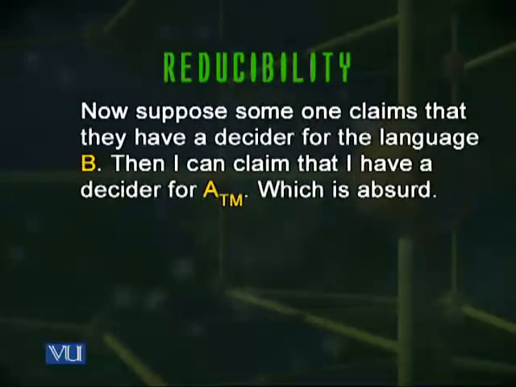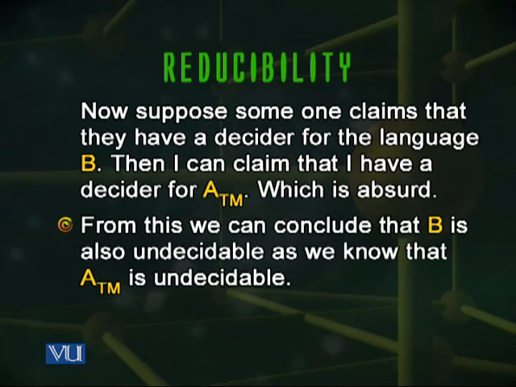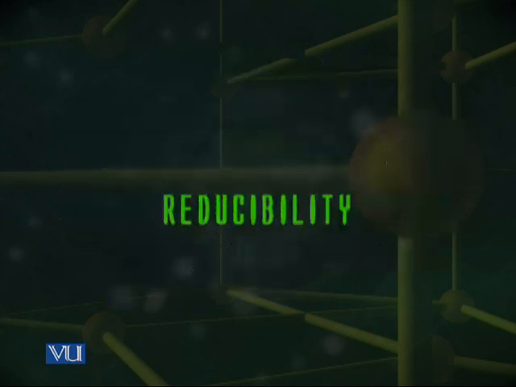Suppose someone claims, if I could find a decider for a language B, then I can use it to make a decider for ATM. We can then conclude that B is also undecidable, as we know that ATM is undecidable. This technique is going to be called reducibility, and we will use it to show that there are other problems which are undecidable. In fact, when we use reducibility, we won't have to do as much work as we did before, and these arguments are going to be relatively straightforward. Let's look at an example.